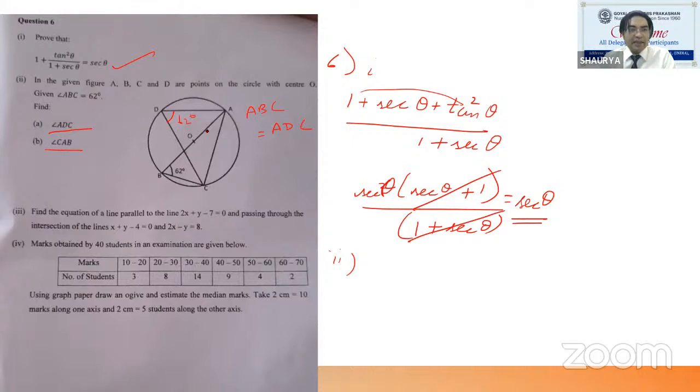Second, we are asked CAB. So this angle has been asked. As we can see, this triangle ABC.